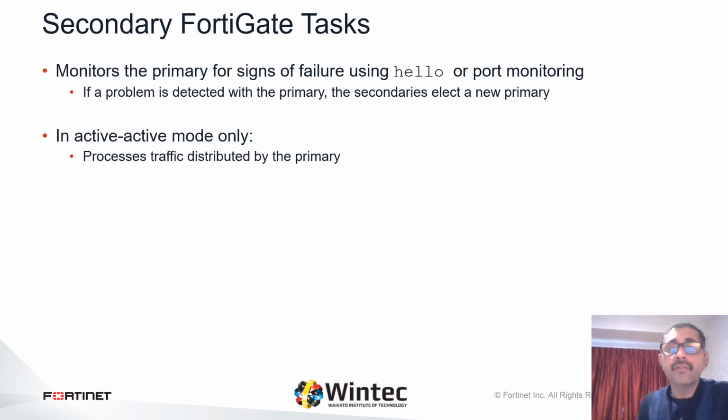Now, what are the secondary FortiGate tasks? If the mode is active-passive, the secondaries simply wait, receiving synchronization information but not actually processing any traffic. If the primary FortiGate fails, the secondaries will elect a new primary. Please remember, the secondaries will first elect a new primary. We've learned about what the election protocol is. Now, in active-active mode, the secondaries don't wait passively. They process all the traffic assigned to them by the primary device.